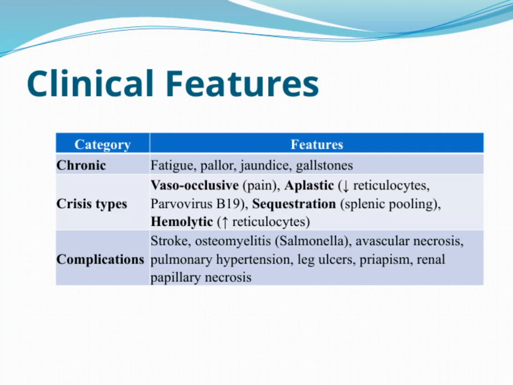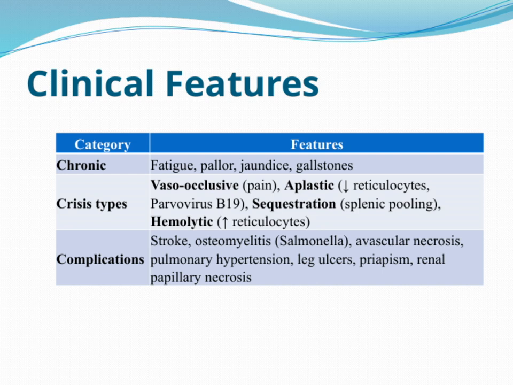Let's take a closer look at the clinical features associated with this condition. In the chronic phase, patients often experience fatigue, which is quite common due to anemia. Pallor and jaundice are also typical, reflecting the breakdown of red blood cells. Gallstones can develop as a result of increased bilirubin from hemolysis.